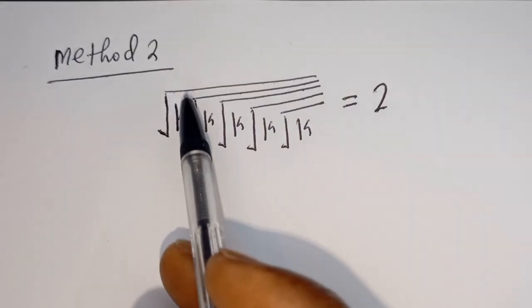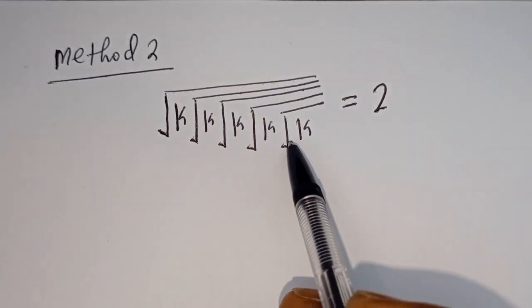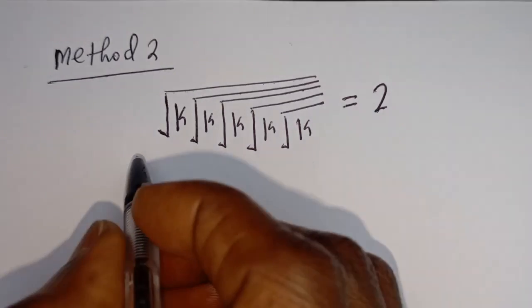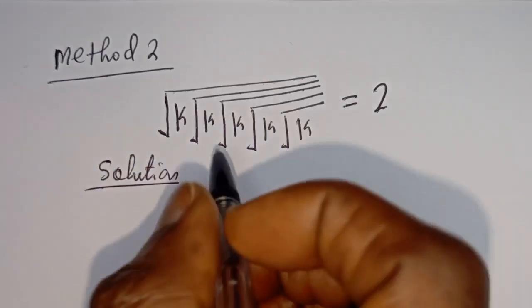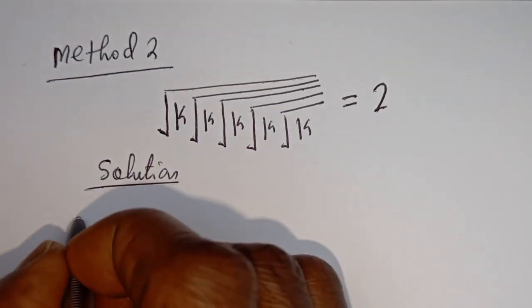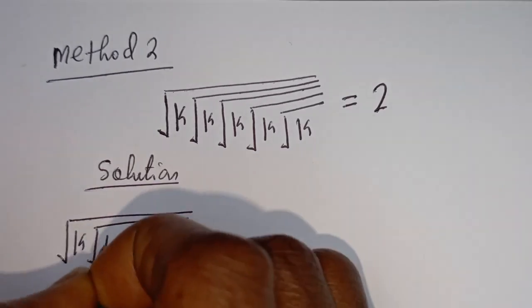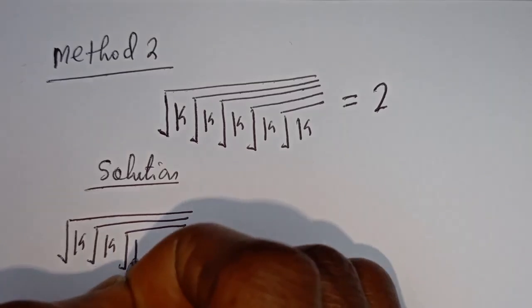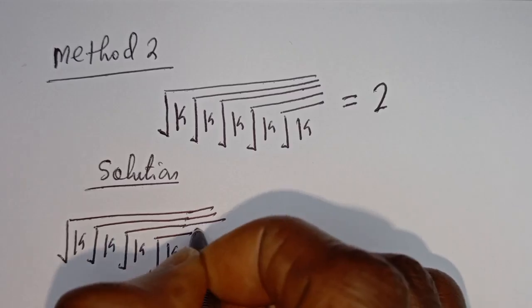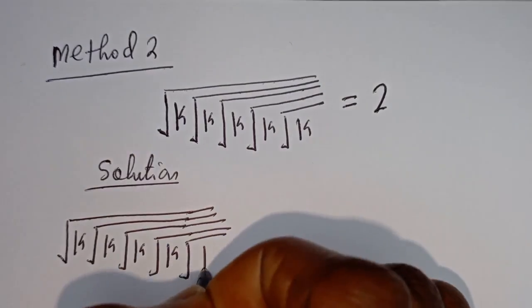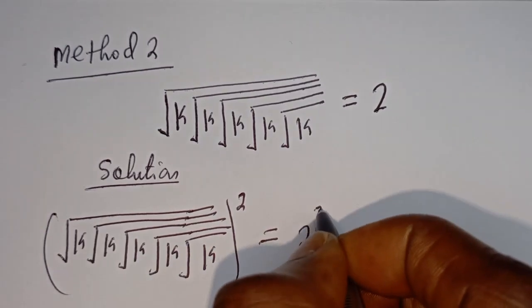Then from the second method, we have the square root of k times the square root of k times the square root of k, and so on, is equal to 2. Now, solution. Let's square both sides of this equation. We have the square root of k times the square root of k times the square root of k times the square root of k, all squared, is equal to 2 squared.